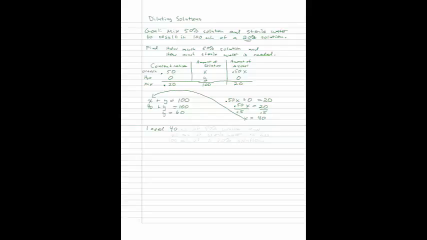So our conclusion: to make this mixture, I need 40 milliliters of 50% solution and 60 milliliters of sterile water to get a result of 100 milliliters of a 20% solution. Let's look at another example.